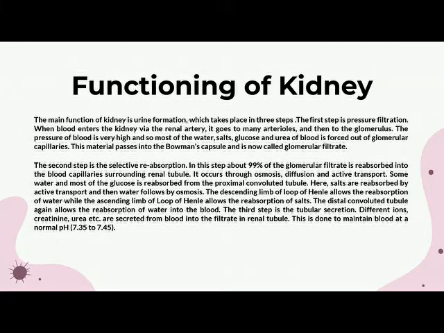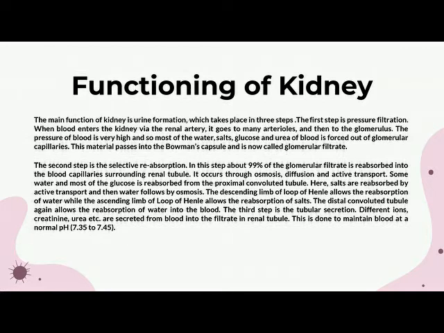The first step, pressure filtration: when blood enters the kidney via the renal artery, it goes to many arterioles and then to the glomerulus. The renal artery divides to form arterioles, and these arterioles divide to form capillaries which are known as glomerulus capillaries because they are found in the kidney.